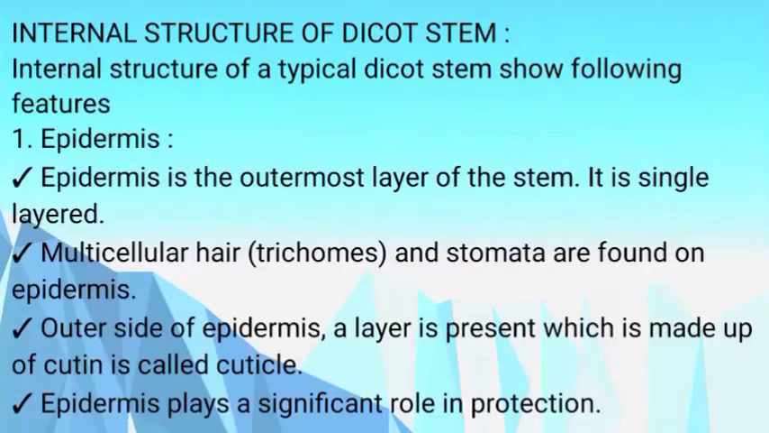On the outer side of the epidermis, a layer is present which is made up of the substance cutin. This layer is called cuticle. Epidermis plays a significant role in the protection of dicot stem. Remember this: epidermis of dicot stem is uniseriate or single layered, but it contains multicellular hair-like structures called trichomes. Stomata are also found in the epidermis, and one more important thing is that the epidermis of dicot stem is covered by cuticle. The function of epidermis is protection.